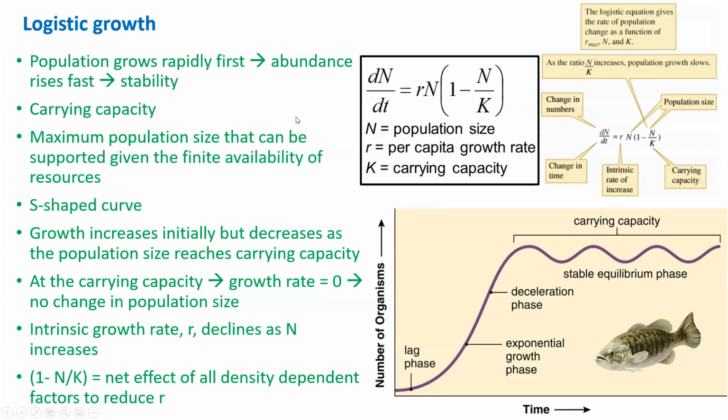So this is the third model that I want you to understand: logistic growth. Population growth occurs rapidly at first, and as a result the abundance of the population rises really fast, and then ultimately stabilizes. That's the behavior of a logistic growth model. The population grows rapidly first, slows down, and then becomes stable.